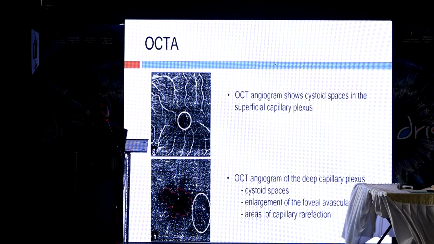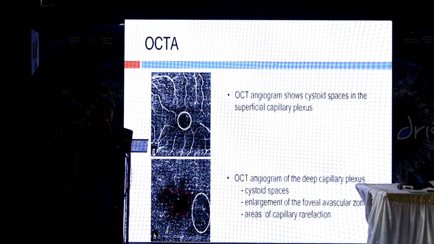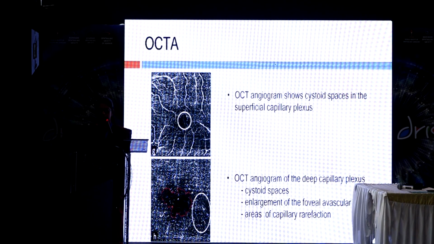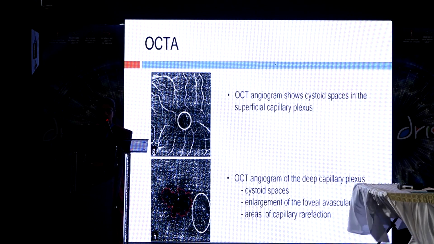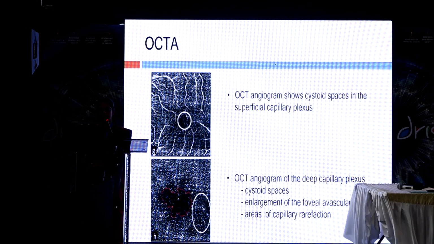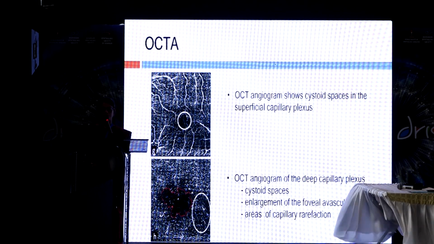OCT angiogram shows cystoid spaces in the superficial capillary plexus, and in the deep plexus we can also see cystoid spaces. We can also demonstrate the enlargement of the foveal avascular zone, and we can see areas of capillary rarefaction in the perifoveal region.